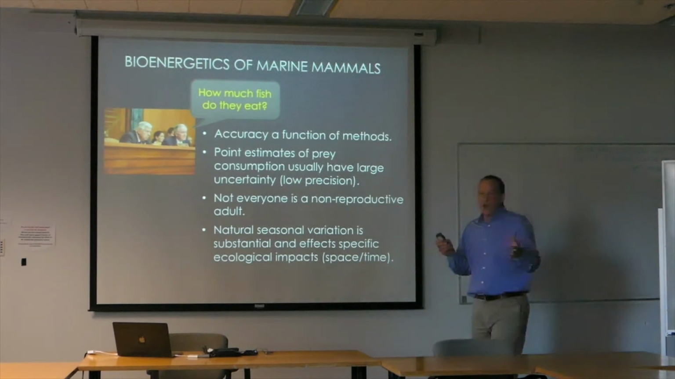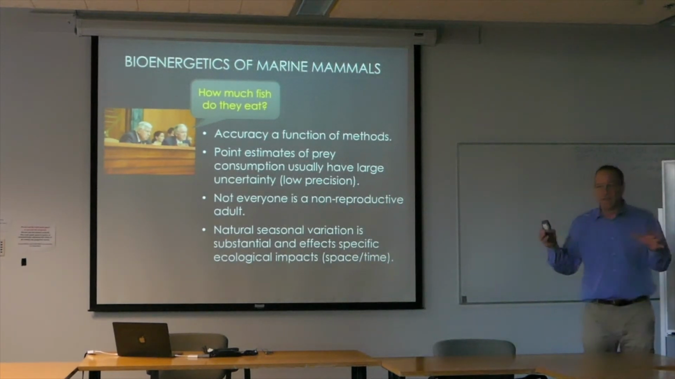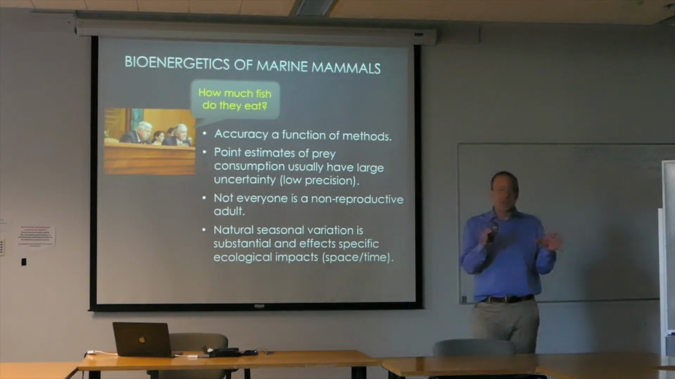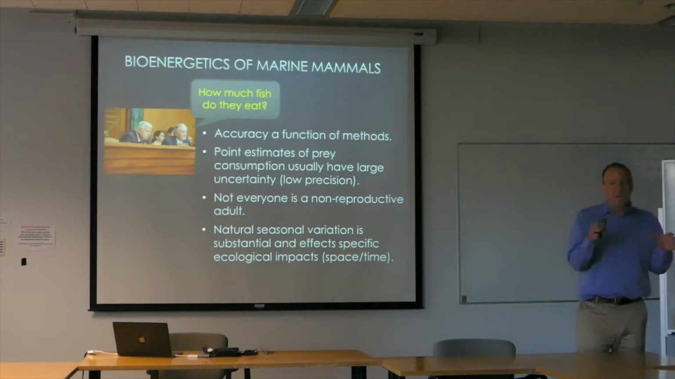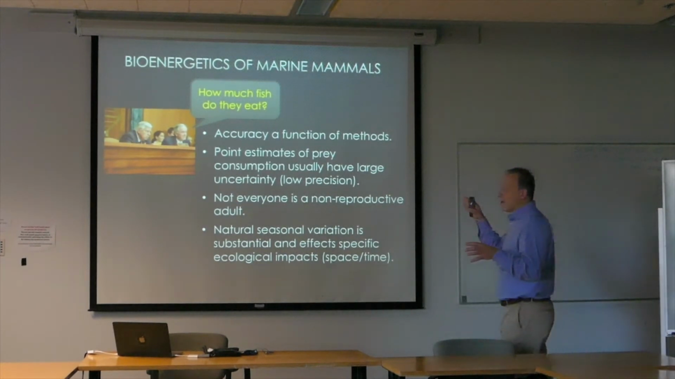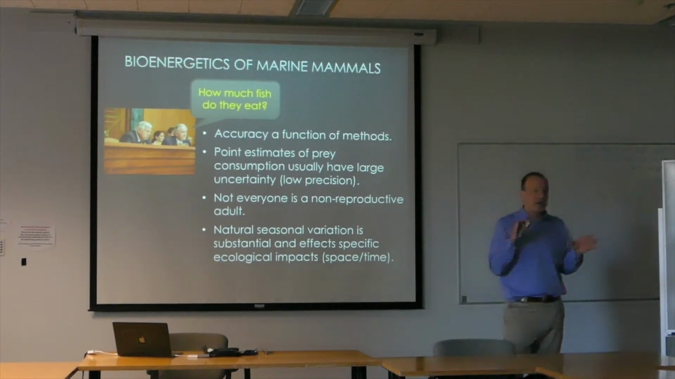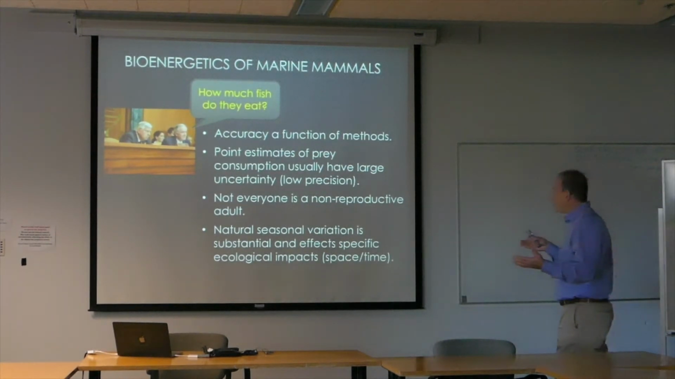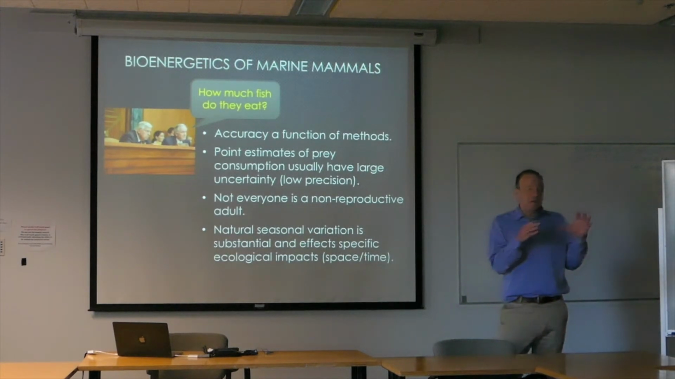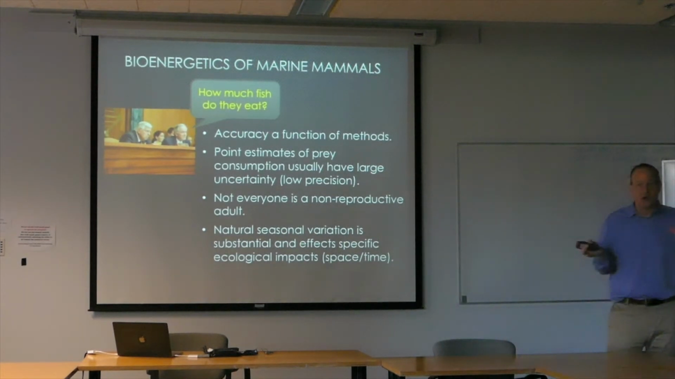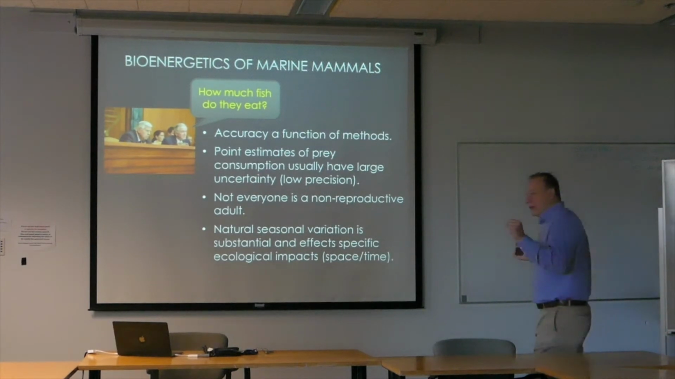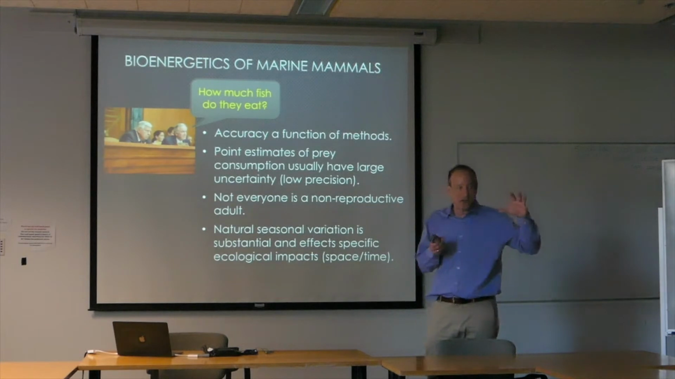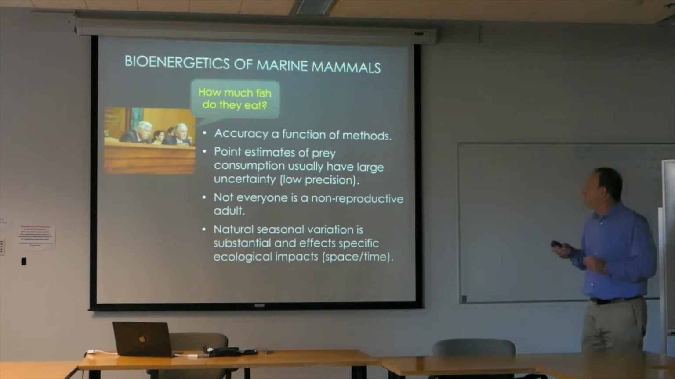Okay, so to summarize this sort of flurry of information, these are the take-home messages. The accuracy of our point estimates of food requirements or energy requirements are very much a function of the method. And it's important to keep that in mind when you're interpreting the results of a particular study. They usually have, as a sort of grand stroke, their accuracy might be good, their mean accuracy, but their precision is usually pretty vague.